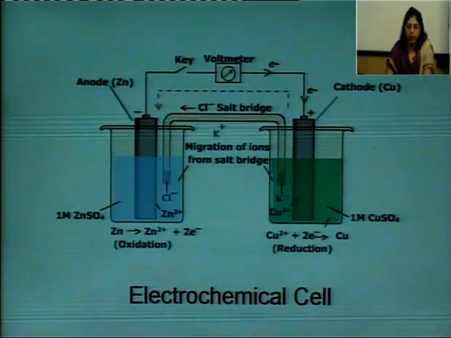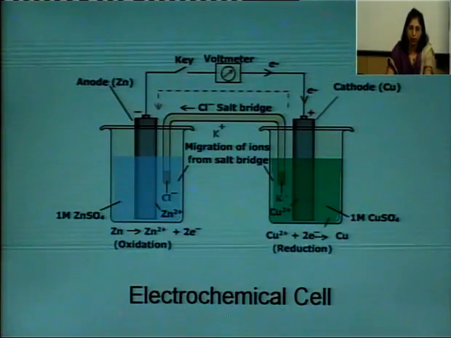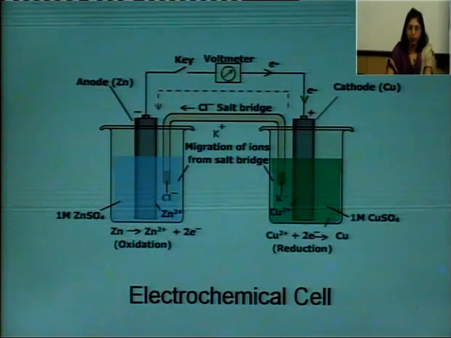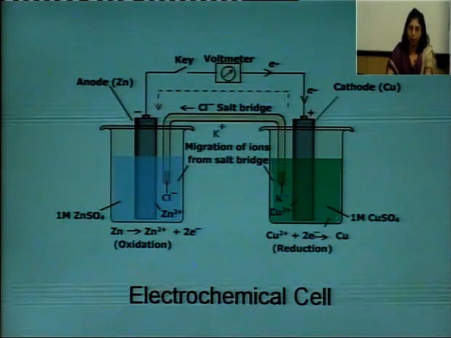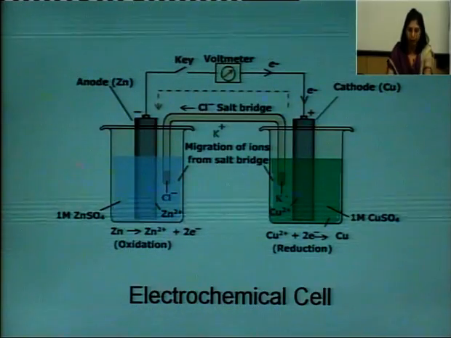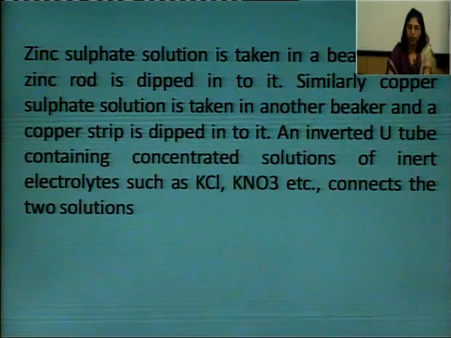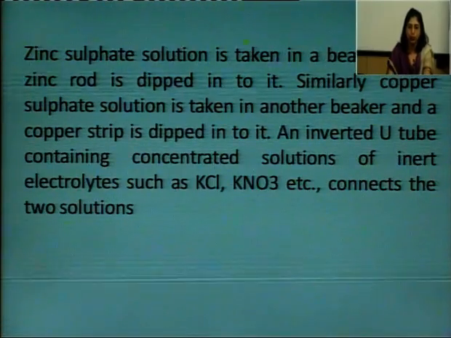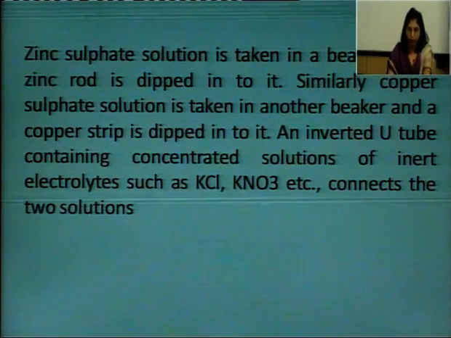So, here you can see two beakers. In the first beaker, there is a zinc rod which is dipped in zinc sulfate solution, and in the second beaker, a copper rod is dipped in copper sulfate solution. An inverted U-shaped tube containing a solution of an inert electrolyte such as KCl, KNO3 connects the two solutions.